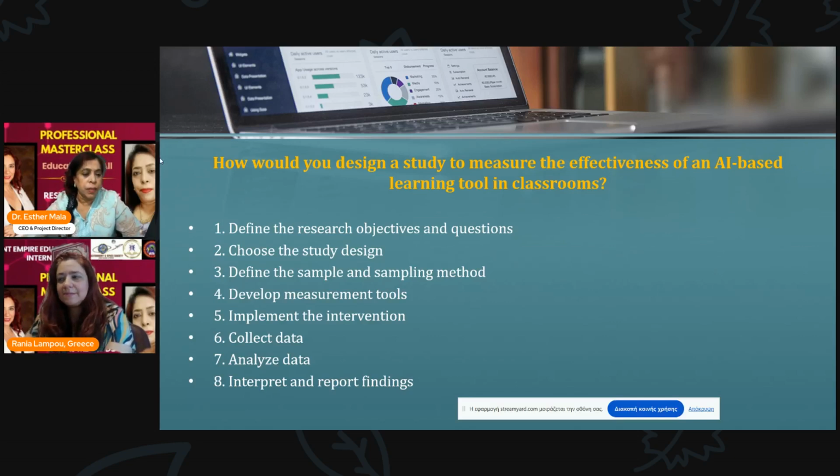Yes, Dr. Rania, may I interrupt for a while? On this topic, how would you design a study to measure the effectiveness of an AI-based learning tool in classrooms? Is it possible for us to have a session to demo, take an example, and see how point number one, defining the research objectives, works? Maybe you can give a case.